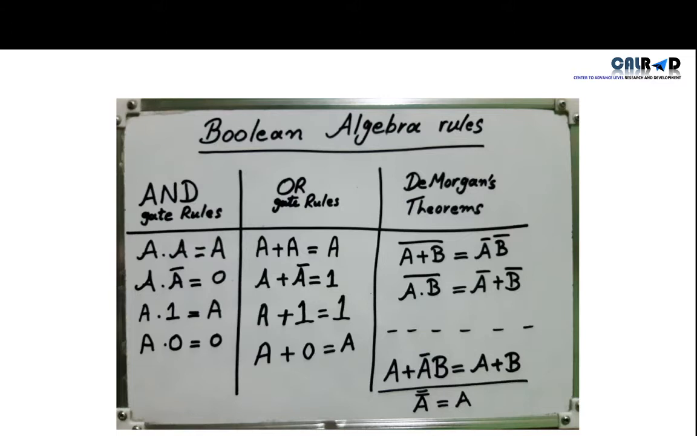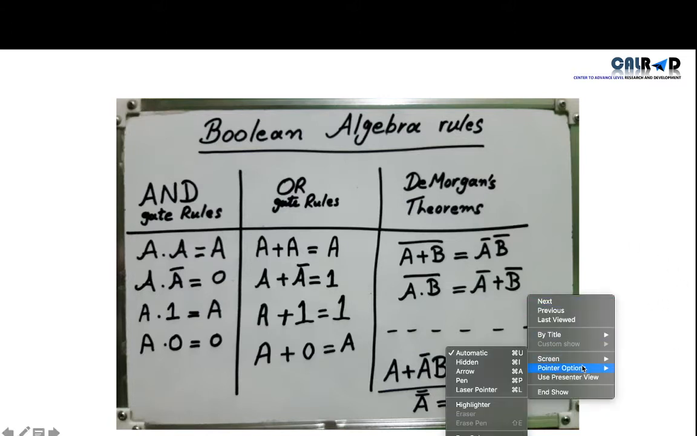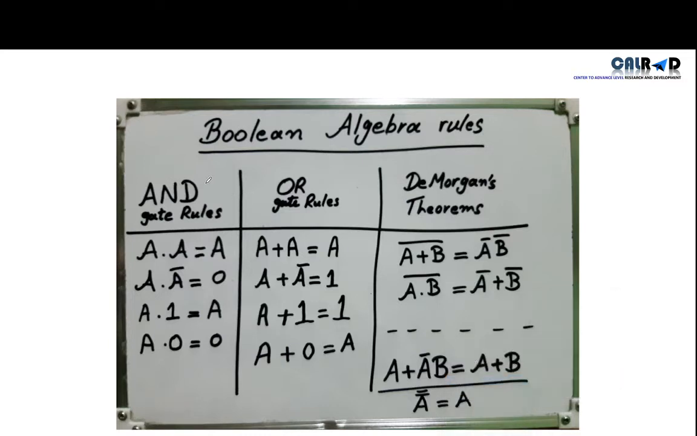Although there are a number of rules, we will only consider these rules, which I differentiate into three different types: the AND gate rules, the OR gate rules, and the De Morgan theorems. And there are some other rules, like the absorption rule. So these two rules are also important.